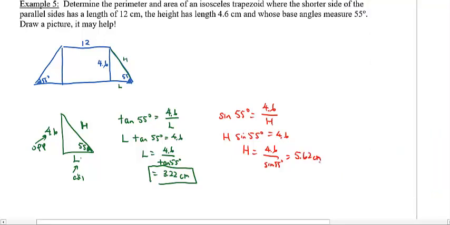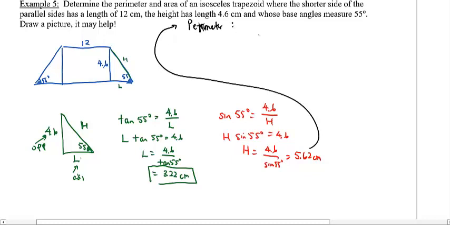All right. Now that we have this, I think we can figure out the perimeter and the area. The perimeter, first of all. Let me go up here now. Perimeter. That's all the sides. Got your length, 3.22. Got your hypotenuse, 5.62. Now you got your 12, plus another hypotenuse, plus another length, plus another 12. Calculate.